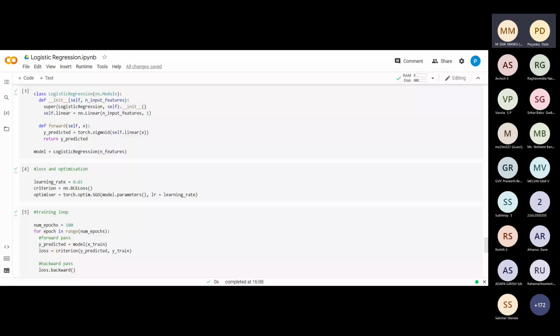Okay, so basically the round function divides the output that we have into categories. All the outputs that we get that are greater than 0.5 will be considered as 1, and all the outputs less than 0.5 will be considered as 0. It sets a decision boundary there.